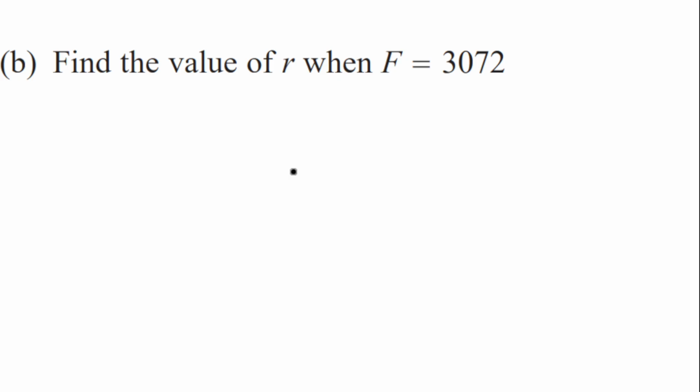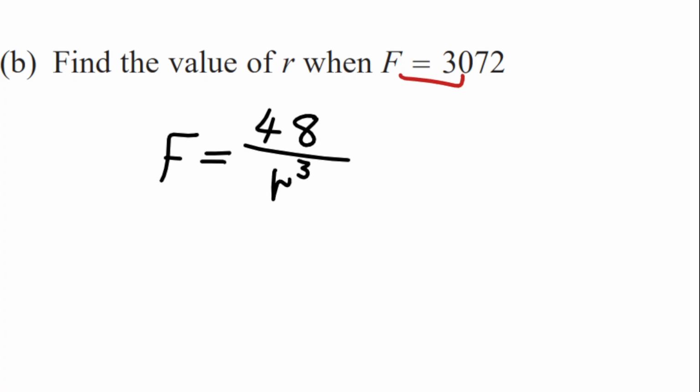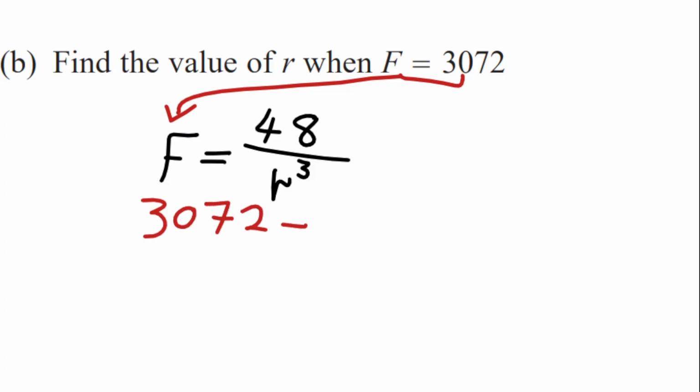3072. First, bring the formula down, the one we just got. So it's f equals 48 divided by r cube. They gave you f. F equals this, just put this here. So 3072 is equal to 48 divided by r cube. Okay, then how do you find r?